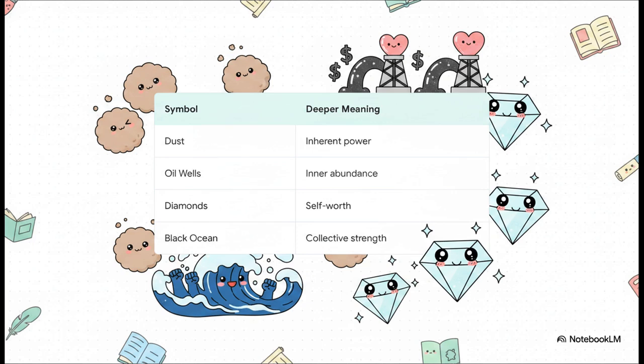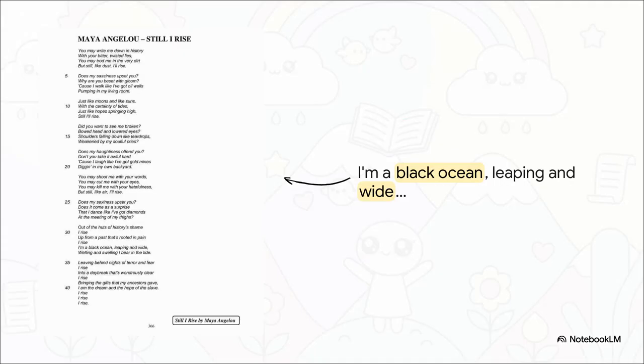Diamonds at the meeting of her thighs represent inherent self-worth and unchanging beauty, directly challenging racist and sexist standards. And then there's the black ocean, which signifies this vast, totally unstoppable collective strength. I want us to look really closely at stanza 8.